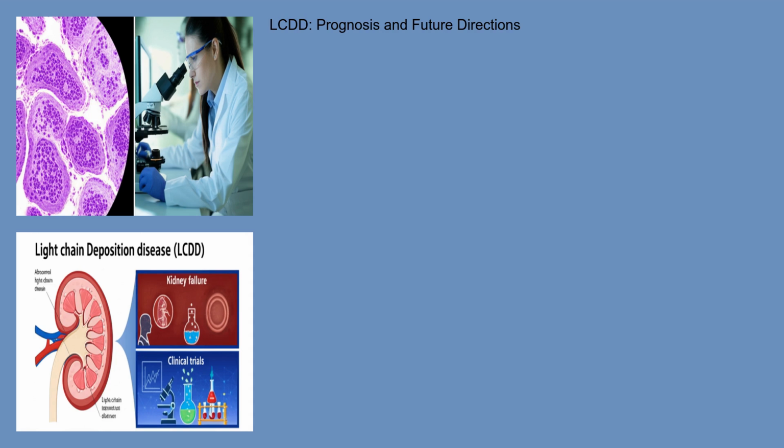Recent research is focused on developing more targeted therapies that specifically target the abnormal light chains. Clinical trials are ongoing to evaluate the effectiveness of novel agents, such as proteasome inhibitors and monoclonal antibodies. Further research is also needed to better understand the underlying mechanisms of LCDD and identify potential therapeutic targets. The hope is that these advances will lead to improved outcomes and a better quality of life for patients with this challenging disease.